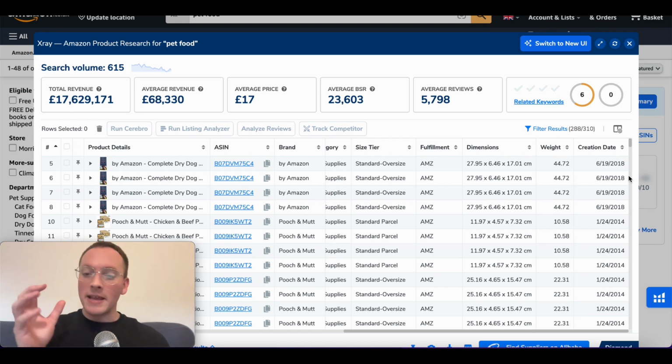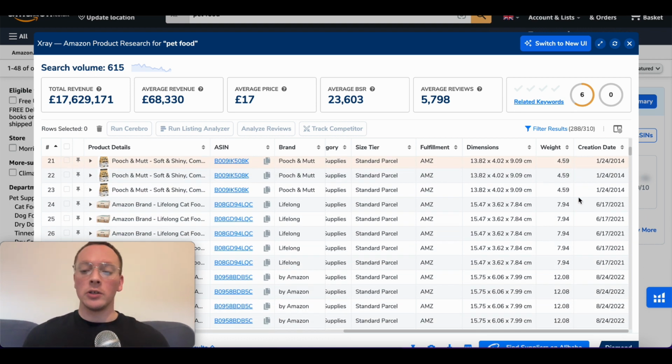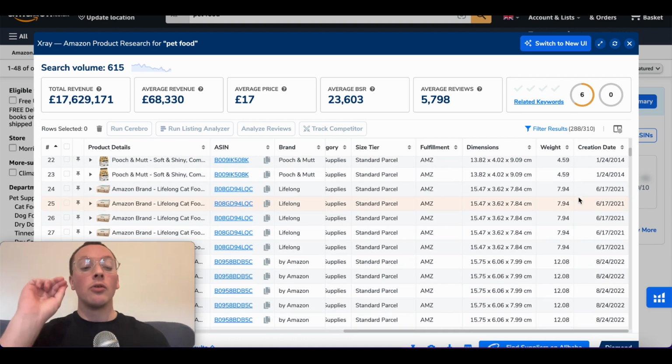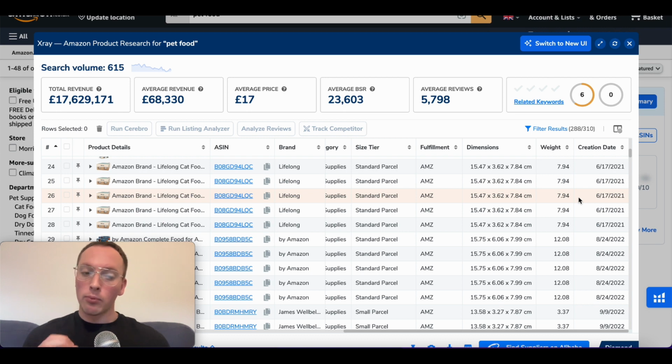X-Ray's just such an amazing tool for things like this. If we can look at the creation date, what we're looking for is finding someone that has launched a product recently, and I mean in the last year or so, ideally. If we can see proof that a product or a brand has come in here and launched a product recently when we look at the creation date.